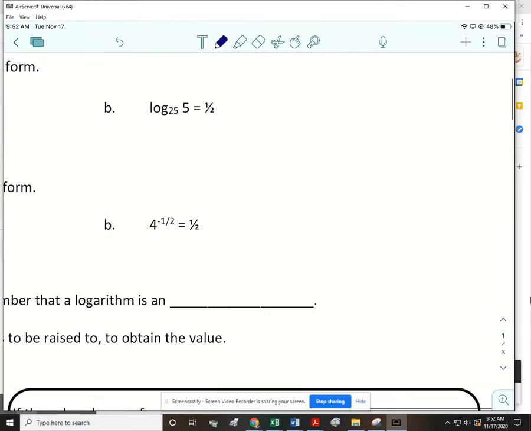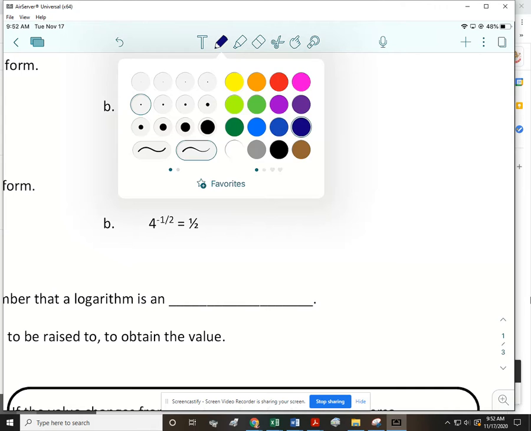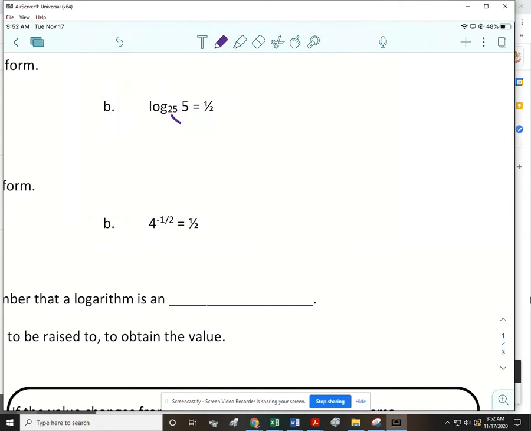Okay. And then for B, we're going to do the loop again. So let's start with the base, and then we'll loop around and end with the 5. So the little base of the logarithm becomes the big base, raised to the 1/2 equals 5. And then you ask yourself, is this true? So you have to know what it means to raise something to the 1/2, and I hope you know that, but it means to take the square root. So this is just another way of saying the square root of 25 is 5, which is definitely true.